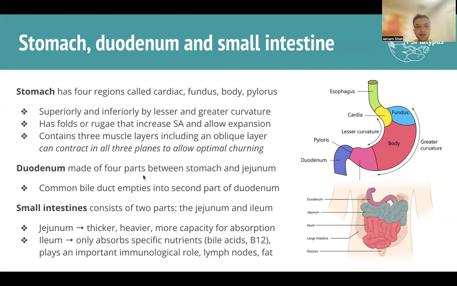When it comes to the duodenum, it's made of four main parts. You can see that, yes, it's one continuous bit, but you've got one part that goes straight across, then it goes down, then it goes straight across, and then it goes across again.